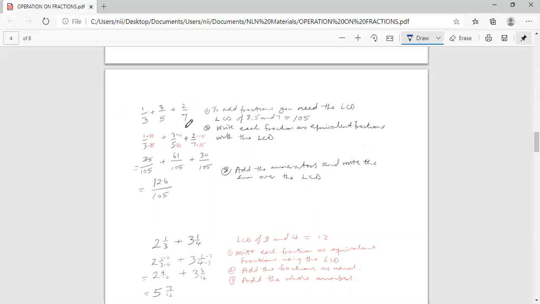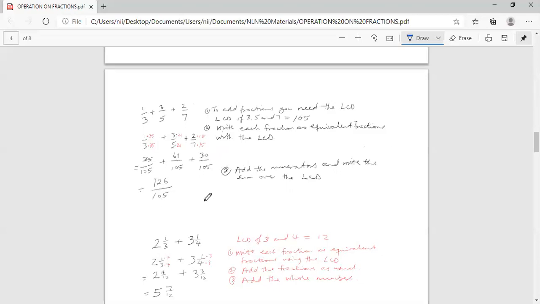So write each fraction with the LCD. It's 3 times 35 will give me 105. So I have to multiply 1 also by 35. So that is 35. 5 times 21 will give me 105. So multiply the numerator also by 21, so I have 63. And then 7 times 15 will give me 105. Multiply the numerator also by 15, so I have 30. Same denominators, now you can add the numerators. 35 plus 63 plus 30, and they have 126 over 105.